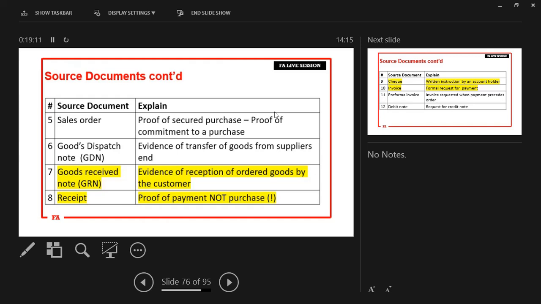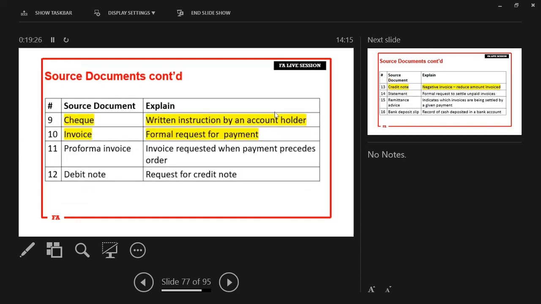We said a receipt is a proof of payment, not purchase. It's a very important point to take note of that difference, right? Because we also have credit purchases. In some cases, the client may pay using a check. So what is a check? A written instruction to your bank. You are the account holder, so you are instructing your bank to transfer money from your account to the account of the supplier.